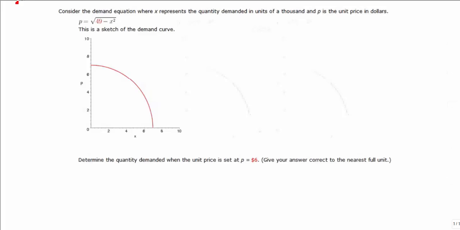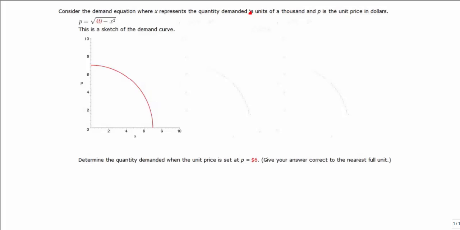In this problem, we want to work with the demand curve. You're asked to sketch the demand curve and then determine the quantity demanded when the unit price is set at $6. We're going to give our answer to the nearest full unit.